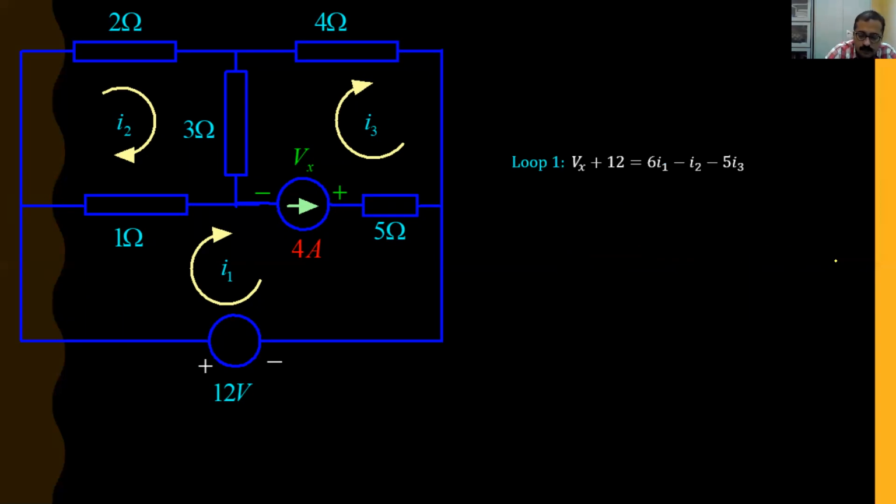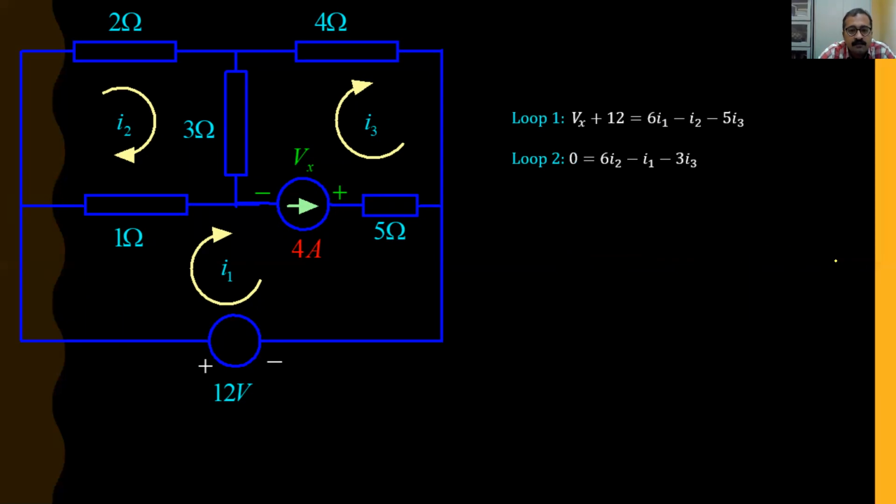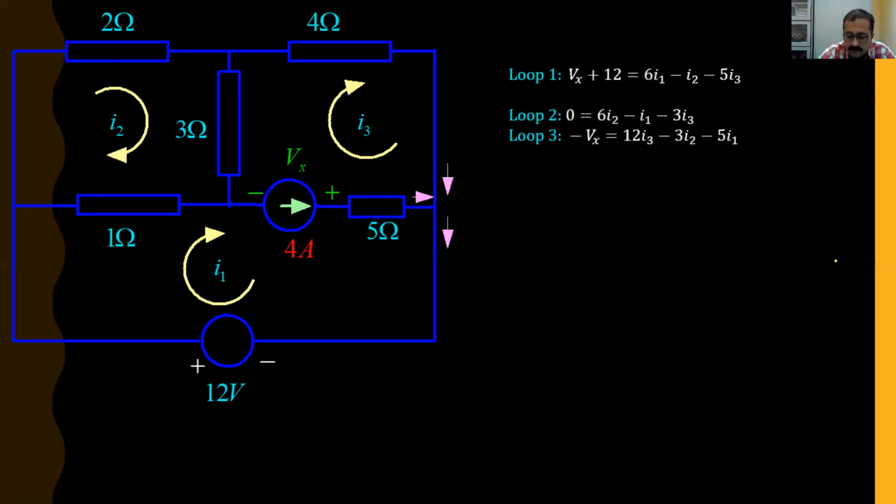Okay, then similarly loop 2, what do you get? And what is the loop 3 equation? Like this. Okay, so now we have to apply KCL here. I3 is entering, I1 is this, and this is 4 ampere. So what will you get? Current entering must be equal to the sum of currents leaving. 4 plus I3 must be equal to I1.